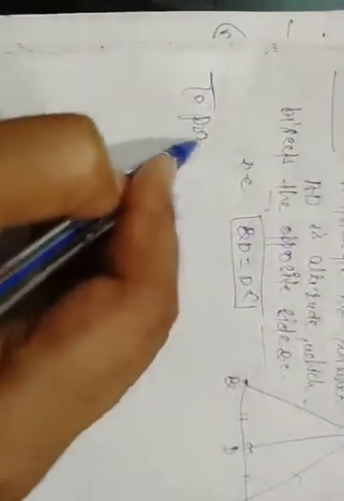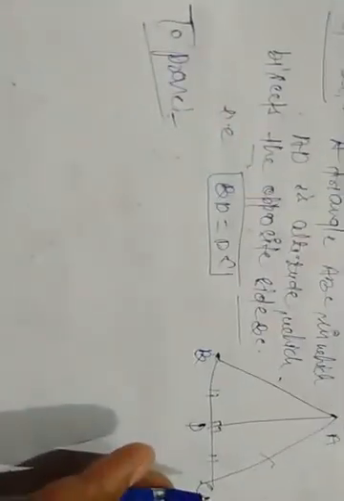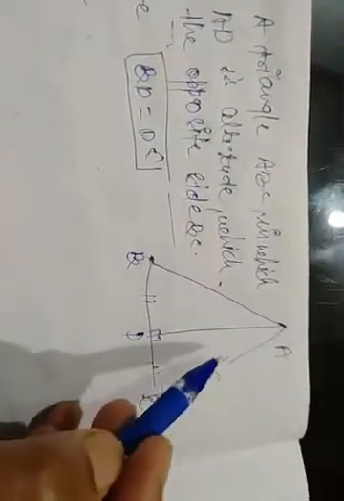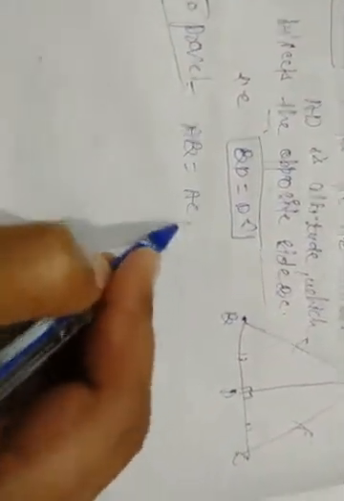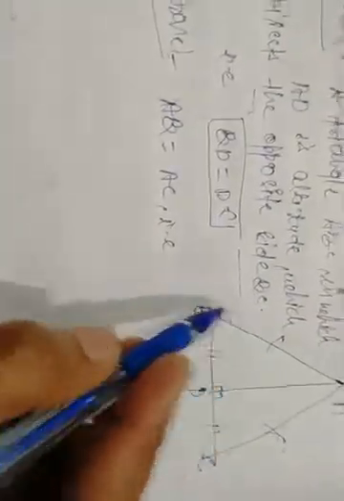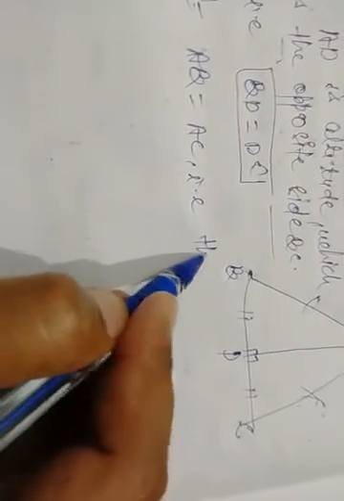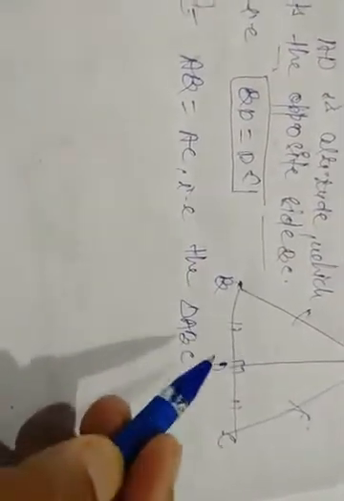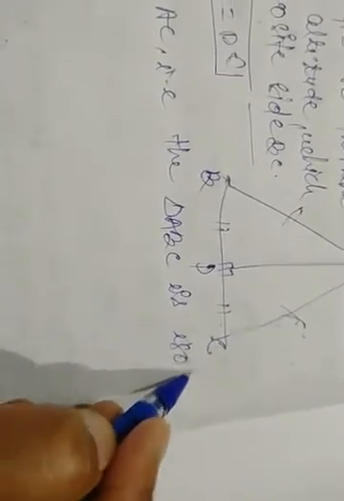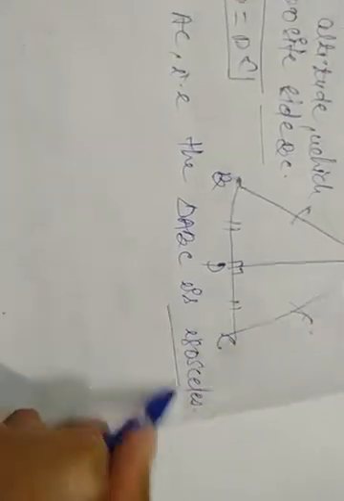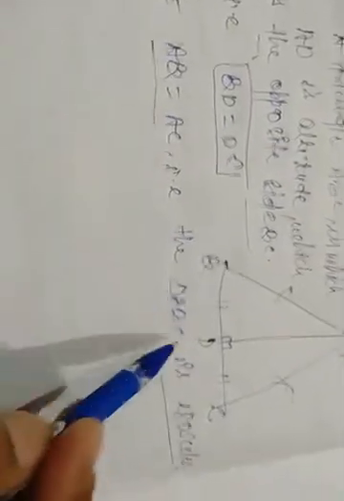Now we have to show that, to prove: we have to prove that AB is equal to AC, that is, the triangle ABC is isosceles. Okay, AB is equal to AC, that is the triangle ABC is isosceles. Now prove it.